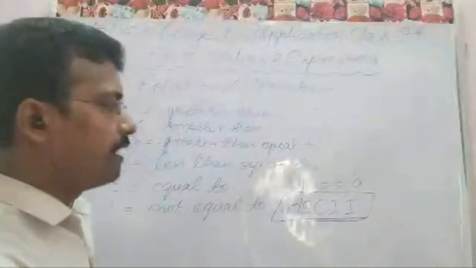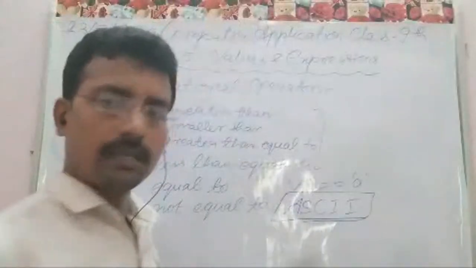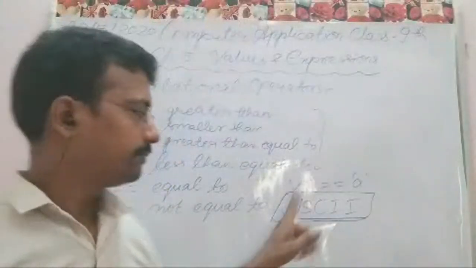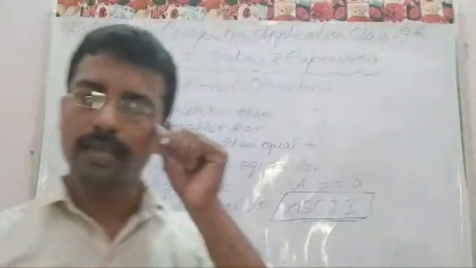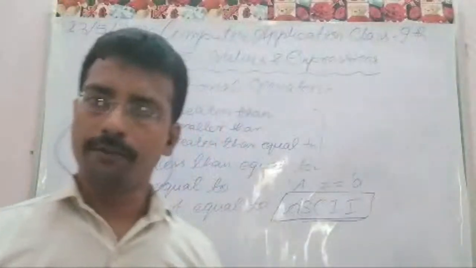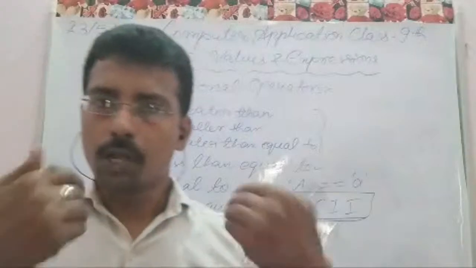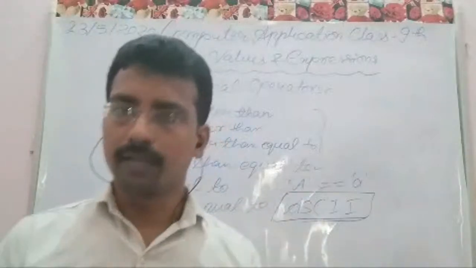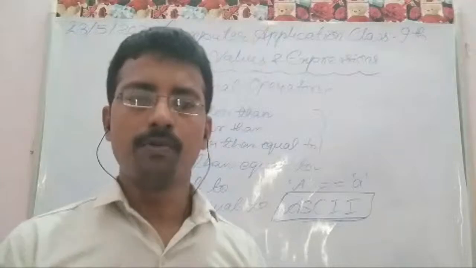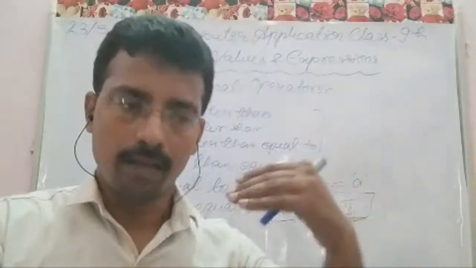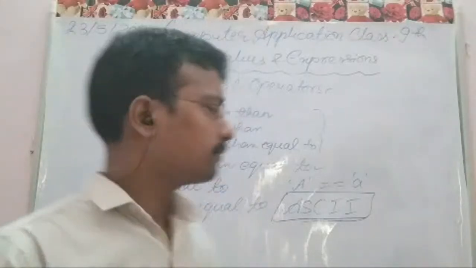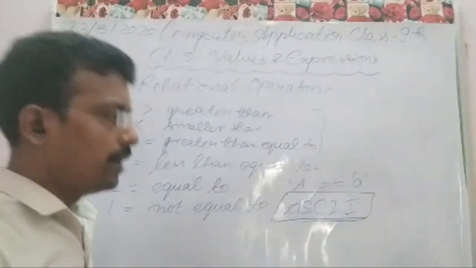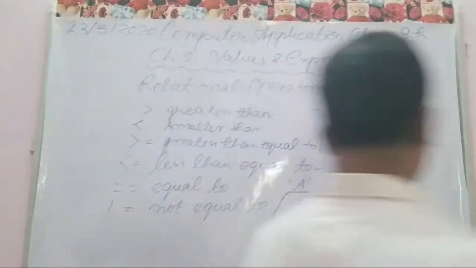ASCII stands for American Standard Code for Information Interchange. Actually, this ASCII value was defined to help humans understand the working of the computer, how the computer changes the human value into the binary value. Clear? So this ASCII value is defined this way.